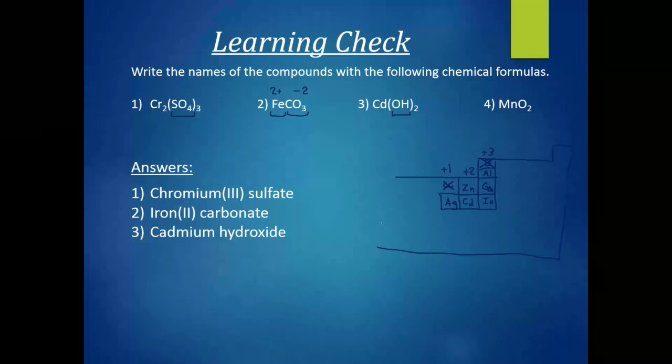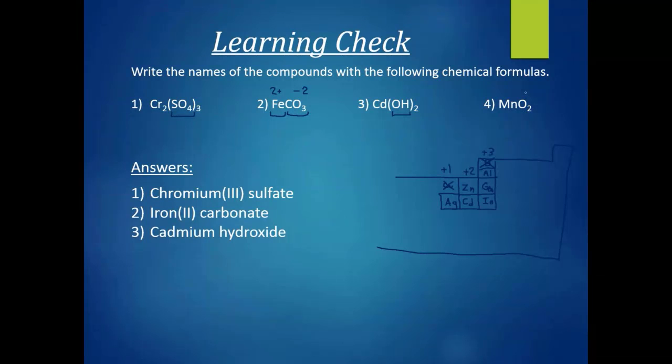All right, now what about the last one, MnO2? What do we get for that one? I actually have the slides pulled up, so I know the answer for this, but I don't understand why. I know it's manganese oxide, but it's manganese 4 oxide, and I can't figure out why it's 4.